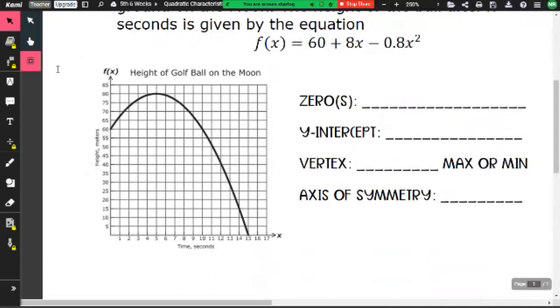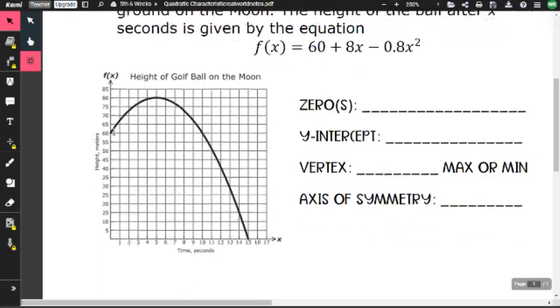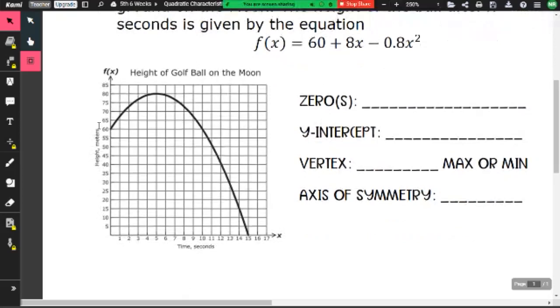We start at this height. We started at 60 and then it goes up and then it goes all the way down to 0. It hits the ground. So why wouldn't we have negative numbers for the x-axis? Think about it. Time. Why wouldn't you have negative numbers? You cannot go back in time. As many movies as they've made about it, you cannot have negative amount of seconds.